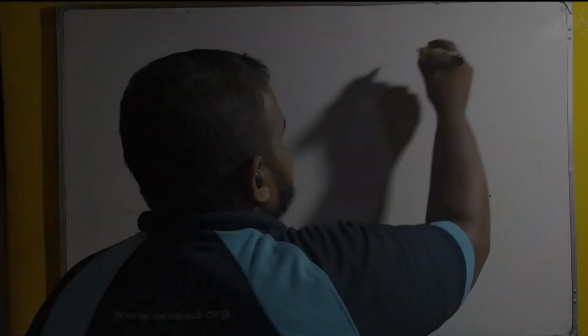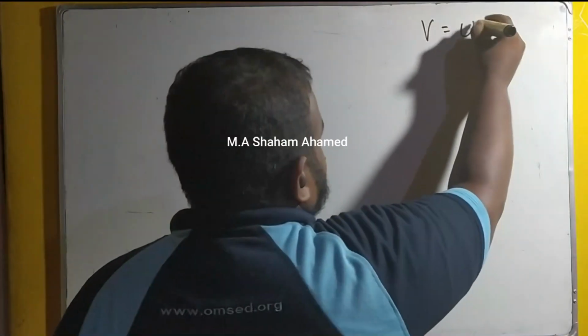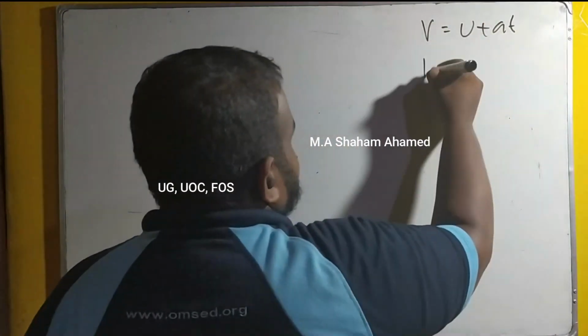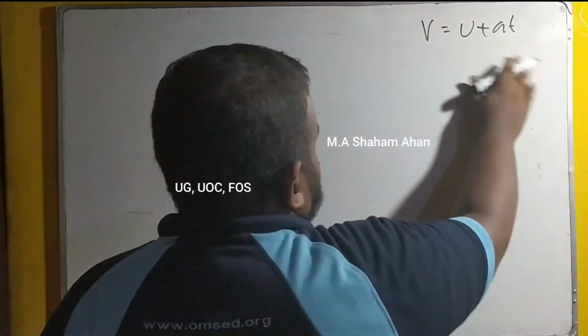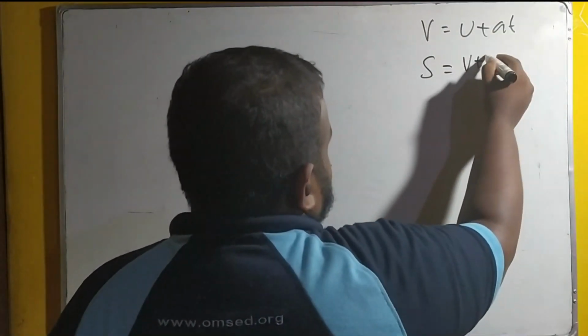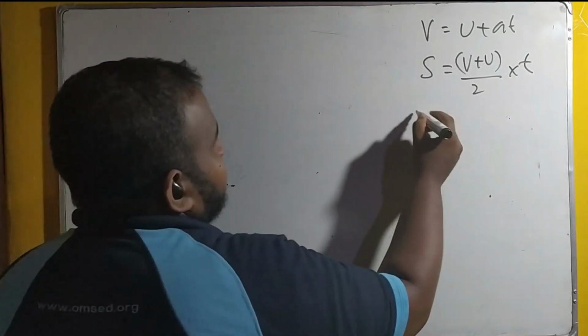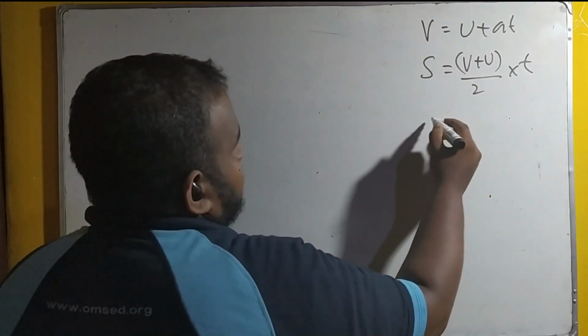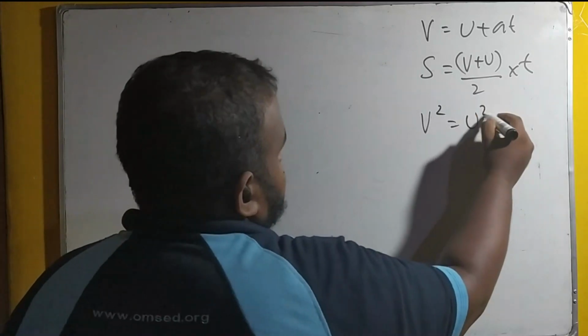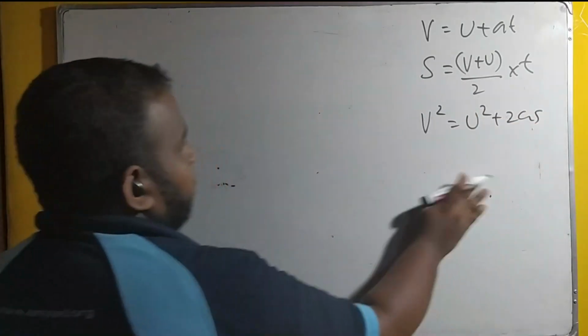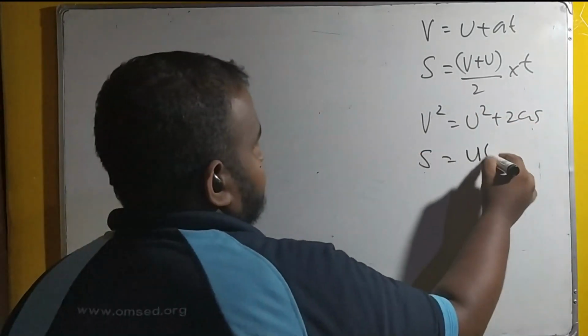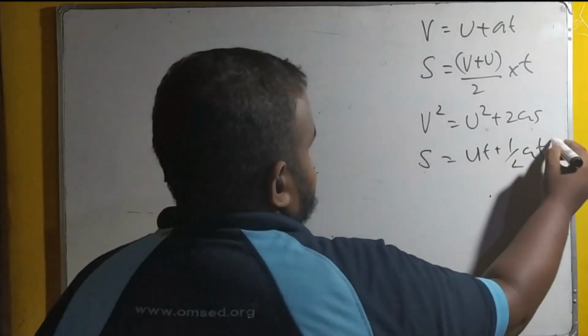We studied four equations. The first one is v = u + at. The second one is s = (v + u)/2 × time taken. And the third one is v² = u² + 2as. And the fourth one is s = ut + ½at².